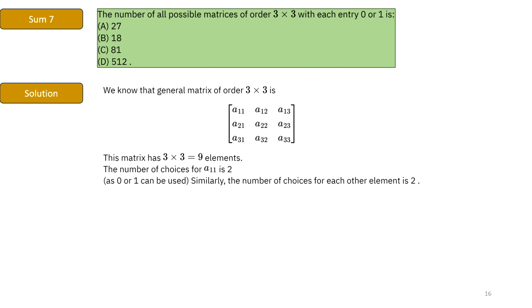We first write the generic form of a 3 by 3 matrix, which has 9 elements in total. The number of possible choices for each of the elements in the matrix, that is starting from A11 to A33, is 2, because the element can be either 0 or 1. Total number of possible choices will be 2 to the power 9, or 512. Option D is correct.